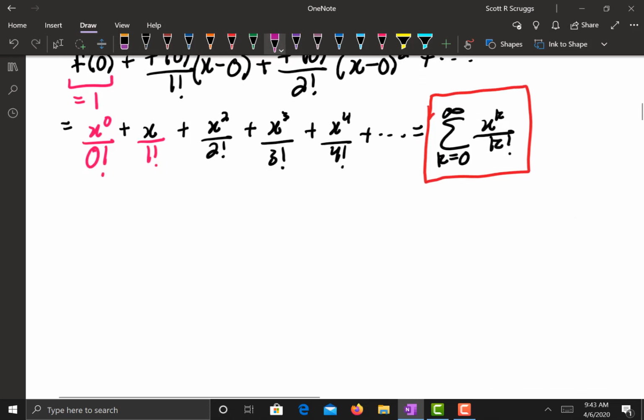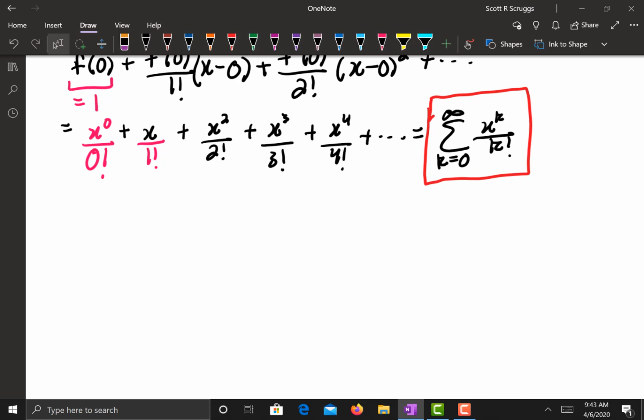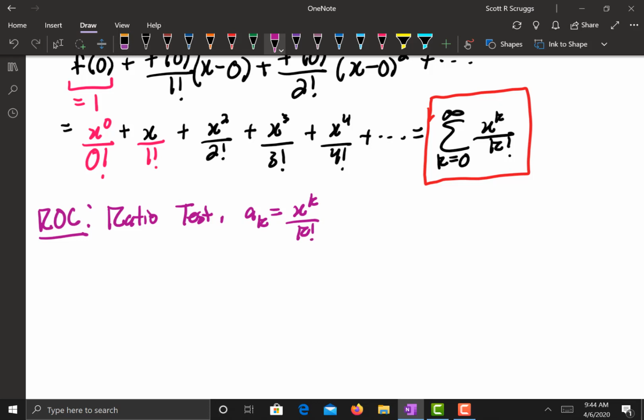But that's just a good old power series. So I want to know when that series converges. And so let's figure that out. Because I see a factorial in the series notation, I'm going to try the ratio test. Remember, a of k is just x to the k over k factorial. a of k plus 1 just means that wherever I saw a k originally, I'm going to replace it with k plus 1.